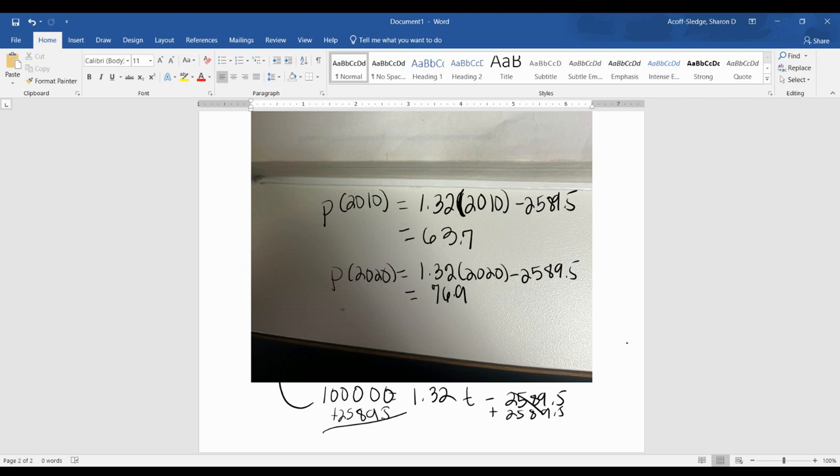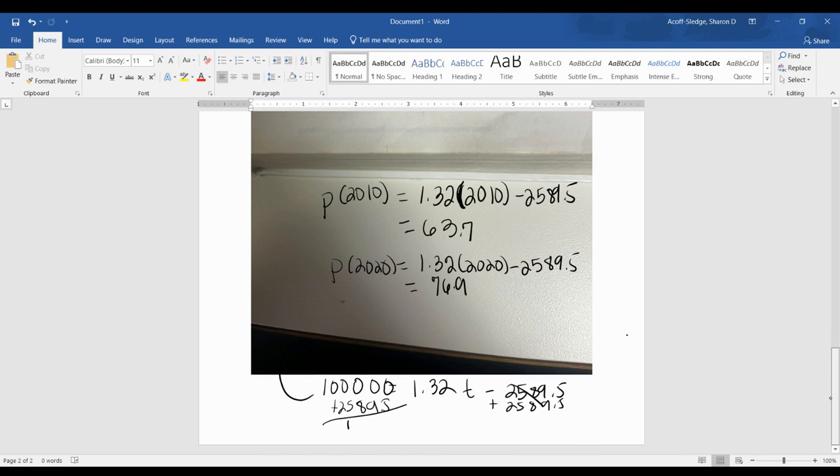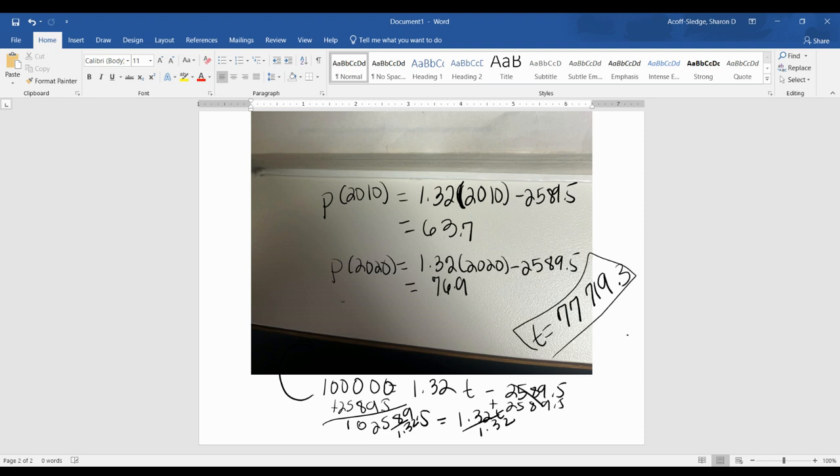So I got 102,589.5 equals 1.32 T. And then divide both sides by 1.32, and that'll tell you the year. Just solving an equation. So this is the year where you'll have 77,719.3. So that would be when you would have it. That's the year. All right.